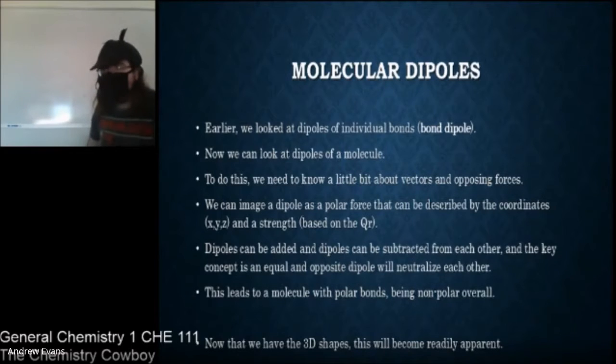Now, within a molecule, we can have a series of dipoles, one with each bond. And we're going to look at each one. The important thing to note is that all these are going to add up and subtract depending on some simple physics and math. They're essentially a little bit like vectors.